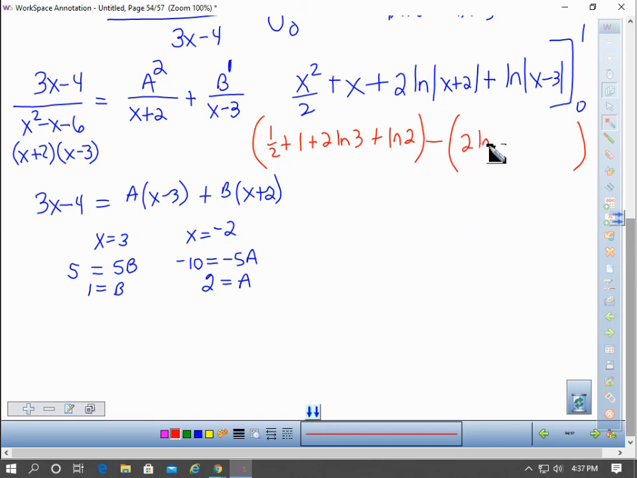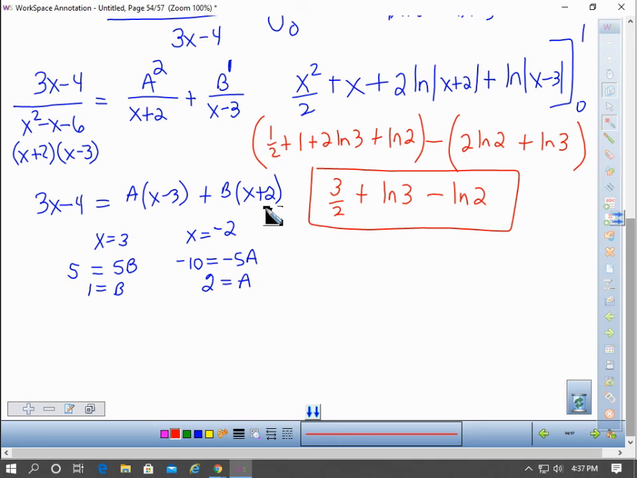This will be 2 ln of, putting in a 0 will make that 2. And then plus, putting in a 0 here will make that ln of the absolute value of -3, which will be 3. So now I just simplify my math here. What do I got? I got 1/2, so that's 3/2. Plus, let's see, 2 ln of 3 minus an ln of 3 will be just a ln of 3. And this is a ln of 2 minus 2 ln of 2, so that'll be a minus ln of 2. So this is my final answer, and I simplified it down as far as I could.